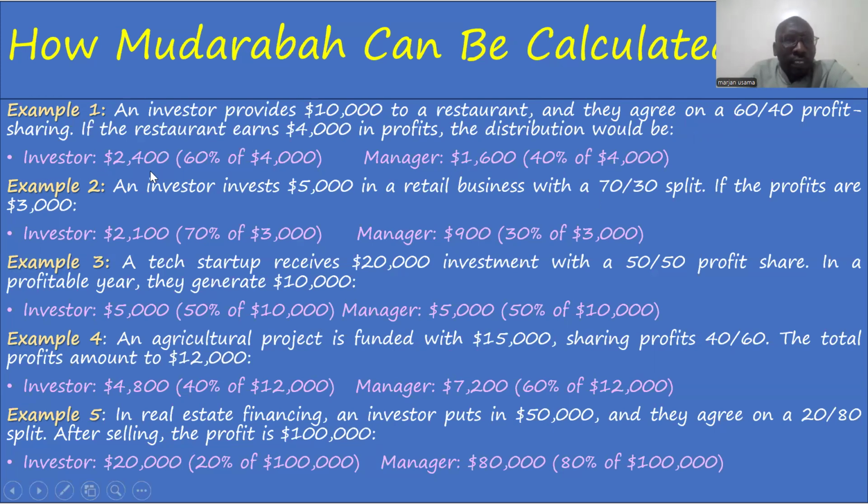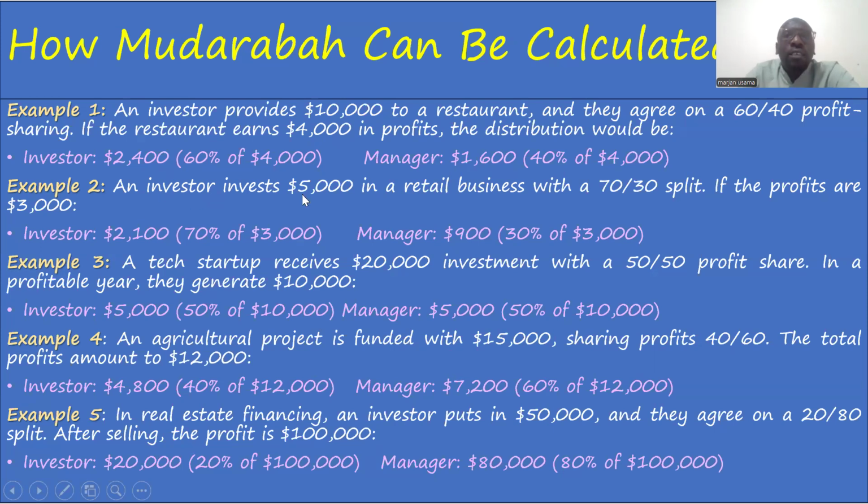The investor will get 2,400 and the manager will get 1,600. You know, because we are talking about the profit is 4,000. So what is 60% of 4,000? 2,400. That is what the investor will get. And what is 40% of 4,000? It's $1,600. That is what the manager will get.